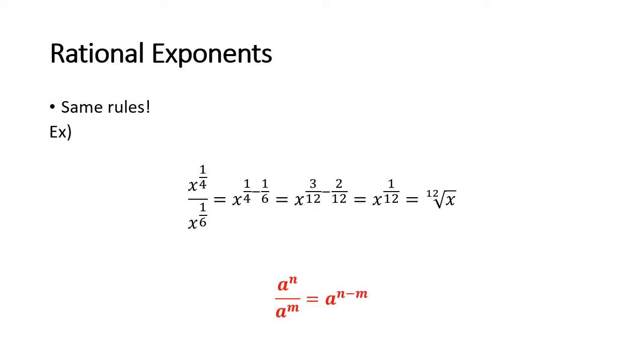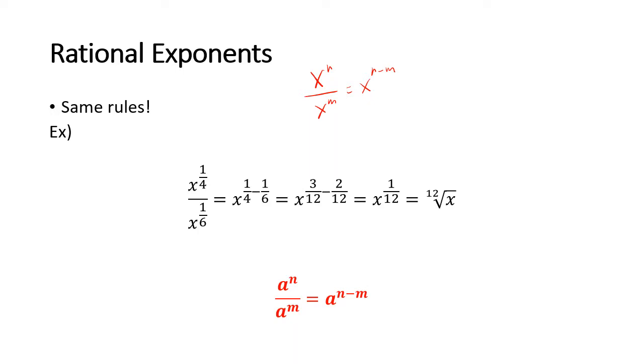Because rational exponents are just exponents, all the same rules for exponents apply to these as well. So, for example, we had the quotient rule before: x to the n divided by x to the m is equal to x to the n minus m. Same thing here. Notice, though, there's that extra step. You still have to subtract fractions here, right? Rational exponents are fractions, so you still need to do all the things you need to do to subtract fractions, that is, to get a common denominator.